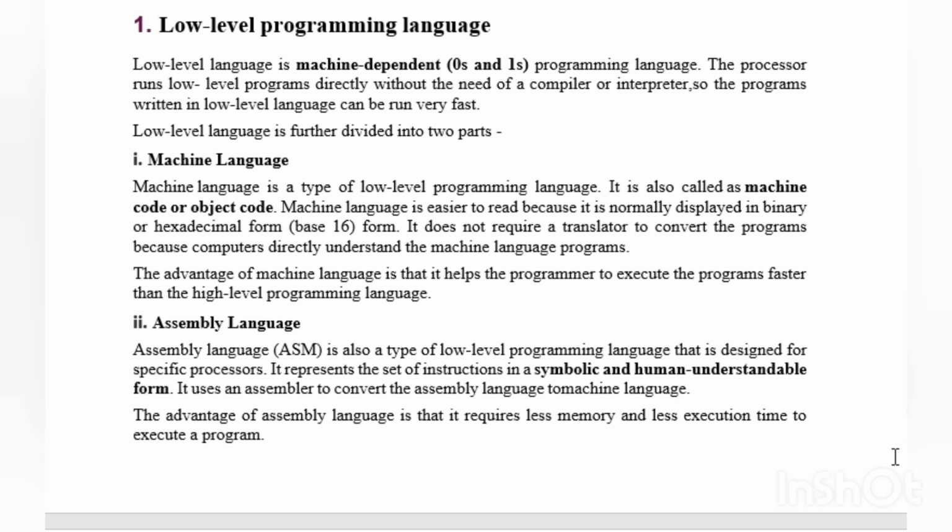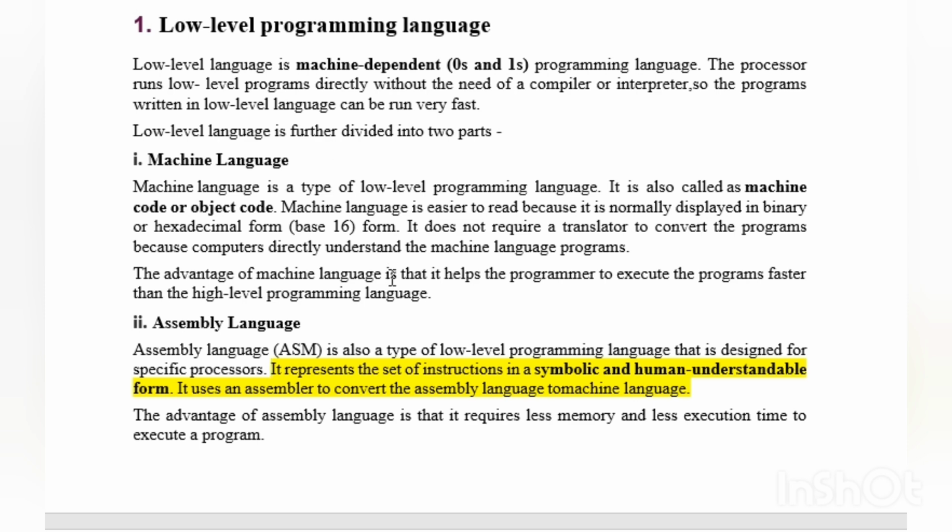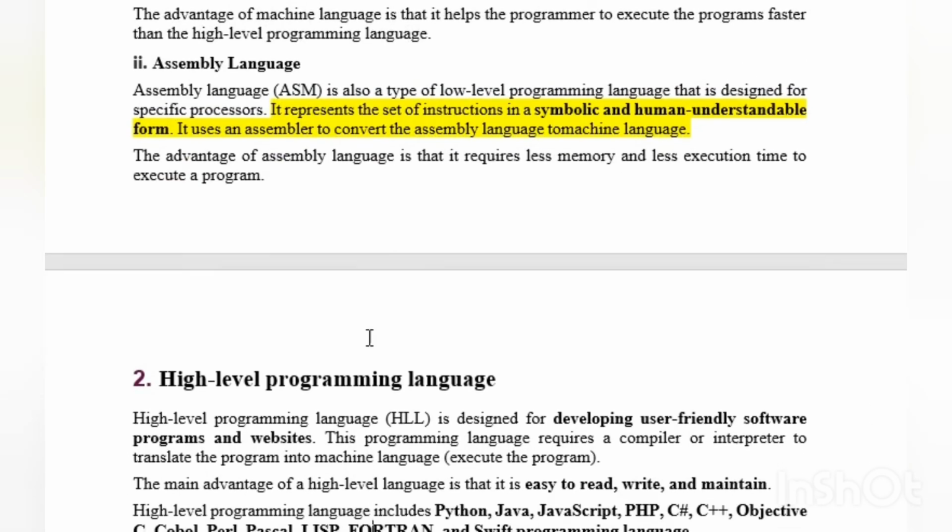Machine level language is a type of low level programming language. It is easier to read because it is normally displayed in binary or hexadecimal form. It does not require a translator to convert the programs because computers directly understand the machine level programs. Assembly level language is a type of low level language that is designed for specific processor. It represents a set of instructions in a symbolic and human understandable form. It uses an assembler to convert the assembly level language to machine level language. It is a set of specific instructions given to a processor.